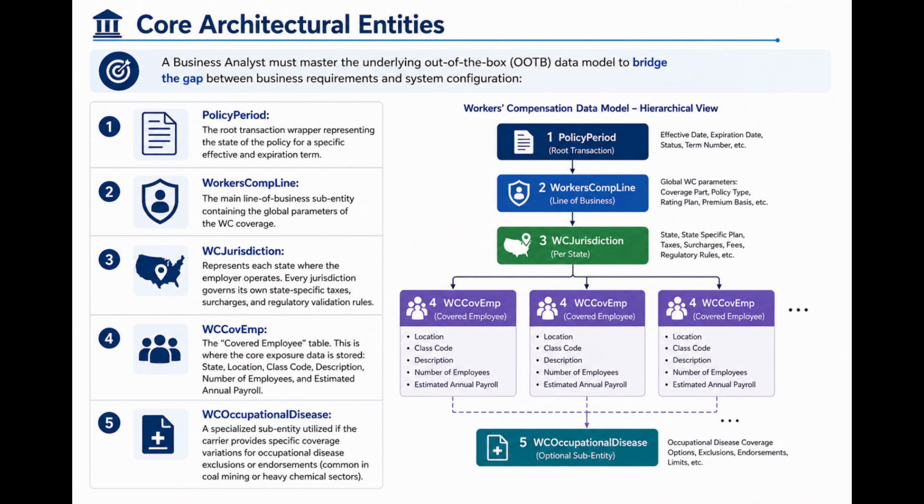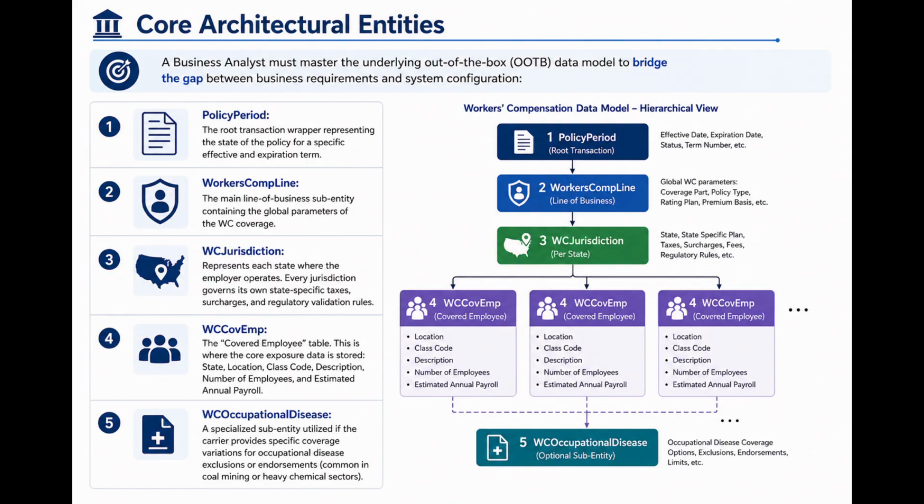This entity functions as the primary exposure engine for the product model where financial calculations begin. Within this table, PolicyCenter stores attributes including physical location, state, number of employees, estimated annual payroll, and the foundational 4-digit class codes. For a business analyst, the WCJurisdiction entity is the focal point of user interface mapping, representing the screen grids where users input payroll estimations. The estimated payroll establishes the initial premium footprint, which remains locked until the final audit transaction reconciles these numbers.